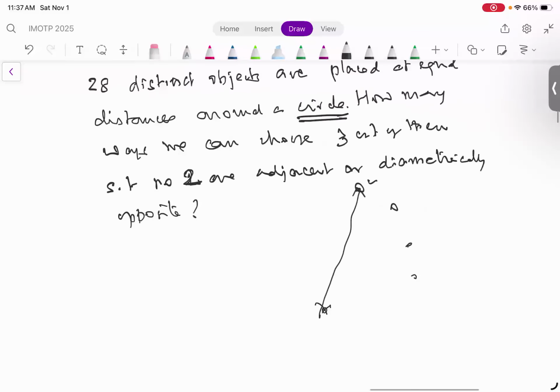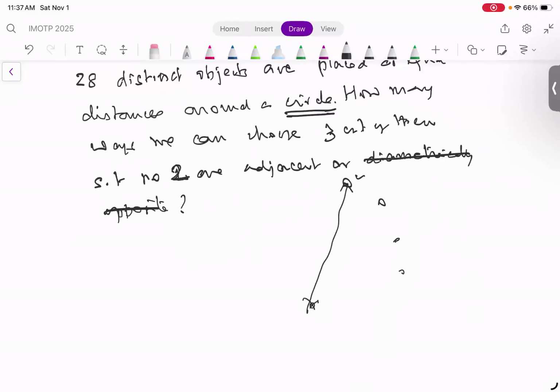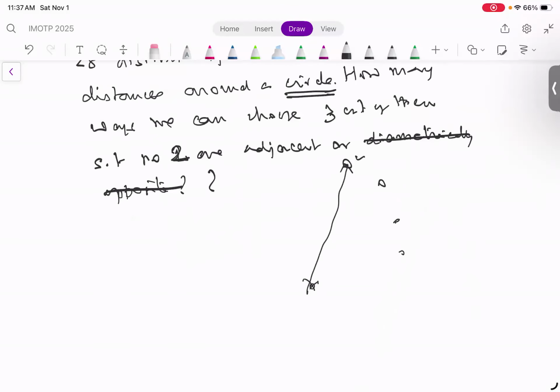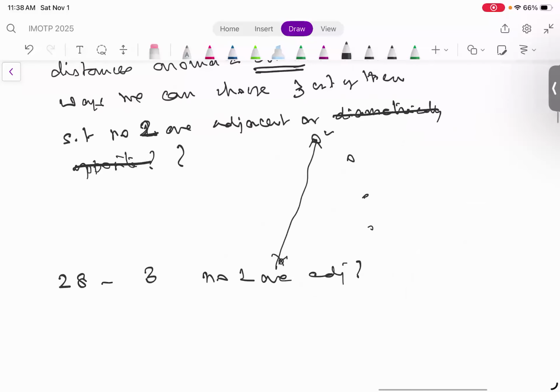Okay. So let's see how to do this. If the diametrically opposite condition is not there, how many ways can I choose? Suppose I am given a circle of 28 objects. I want to choose 3 out of them. How many ways can I choose 3 out of 28 such that no two are adjacent? 28 minus 3 plus 1 choose 3. Why is this plus 1? Because there is one more at the end, after the 28th one.